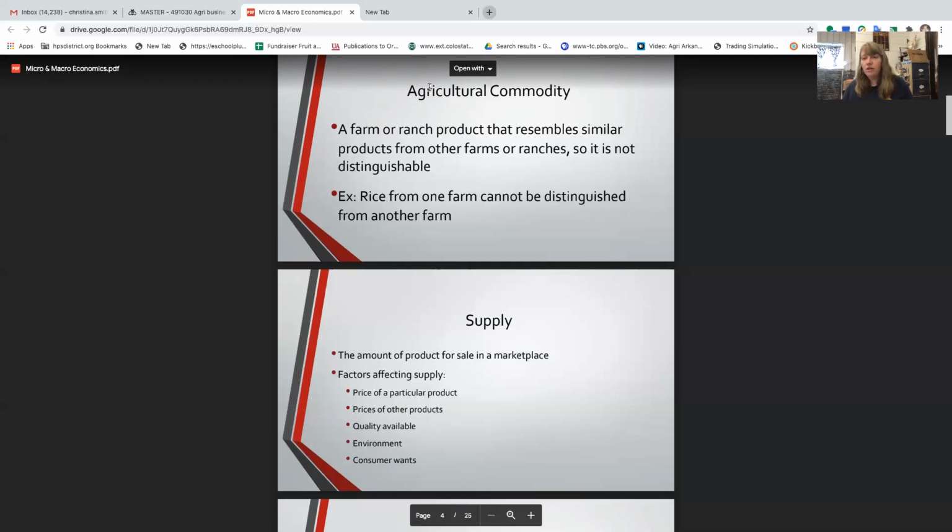And consumer wants. Okay. If I know that you guys don't really like ham, am I going to make 15 ham sandwiches to bring to this market? No. So that's going to affect the supply of ham sandwiches in this market. So do you guys understand about supply? Supply is how much you have. These are the reasons why that changes.